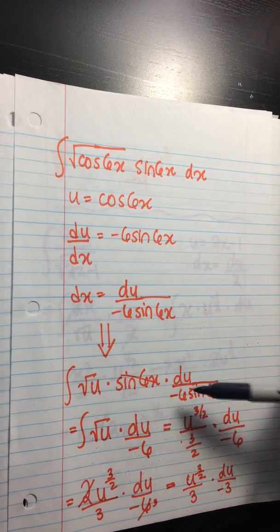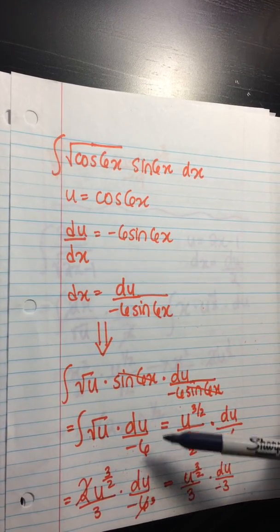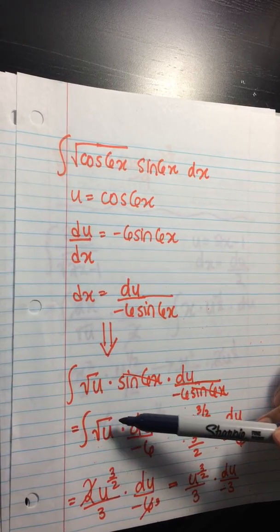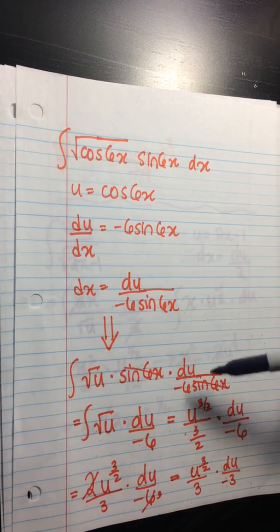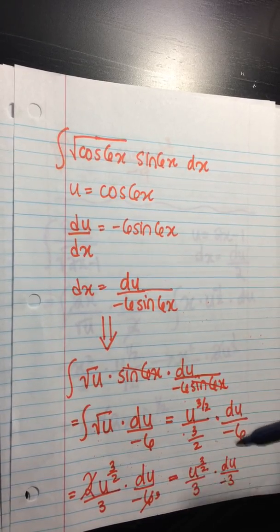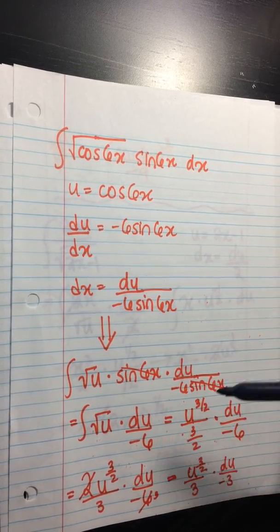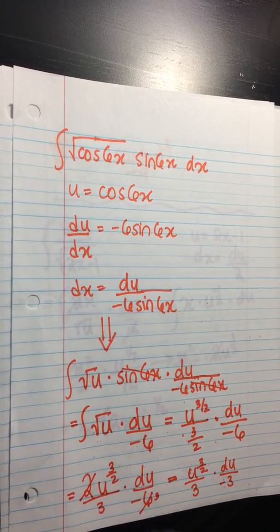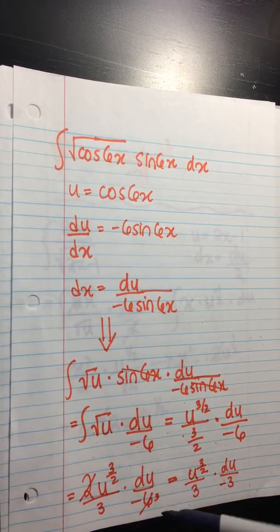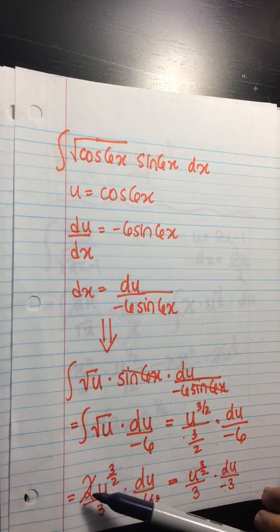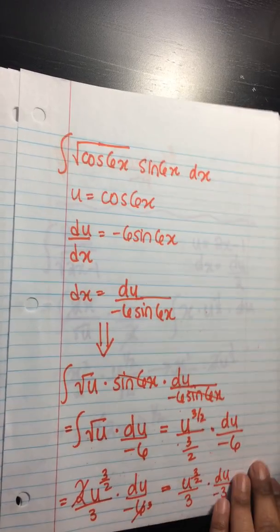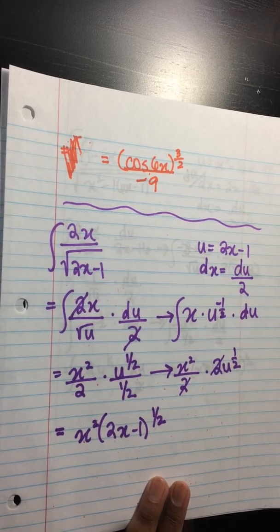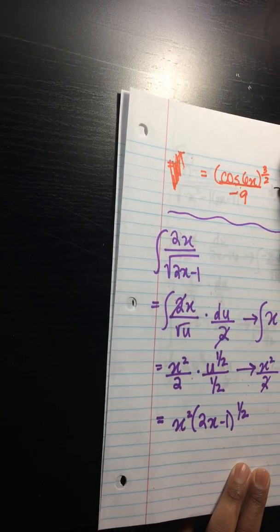Cancel out the sine 6x's, you'd be left with square root of u times du over negative 6. Now you do the integration for square root of u, so you would have u to the 3 over 2 divided by 3 over 2 times du over negative 6. And then when you simplify that, you would have 2u to the 3 over 2 over 3 times du over negative 6. You can simplify the 2 and the 6. So the answer would be cosine 6x to the power of 3 over 2 over 9 plus c.